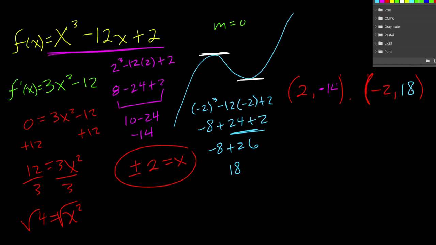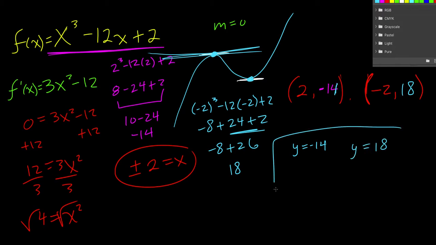Now, what did they want us to find again? Let's see. Find the equations of any horizontal tangents. And so, because horizontal lines are just defined by their y value, the y value on this one is negative 14. So y equals negative 14. And the y value on this one would be y equals 18. So those are the equations of the horizontal tangents.